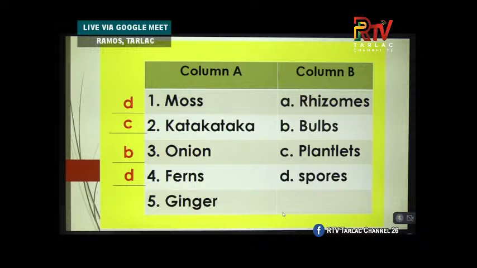For number 5, ginger. Now let me see if you get the correct answer. Great job, kids. The answer is A, rhizomes. Why rhizome? Because when separated, each piece is capable of producing a new plant as it grows out of the ground. How are your score, kids? Did you get them all? If you didn't, don't worry because there's more. Are you still with me?